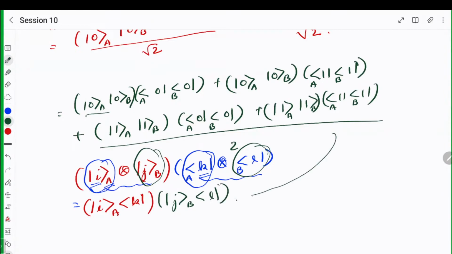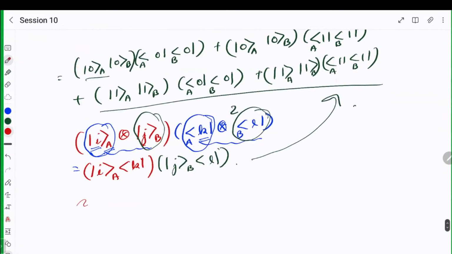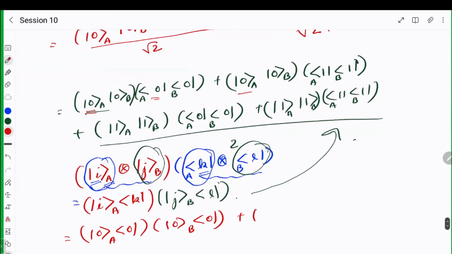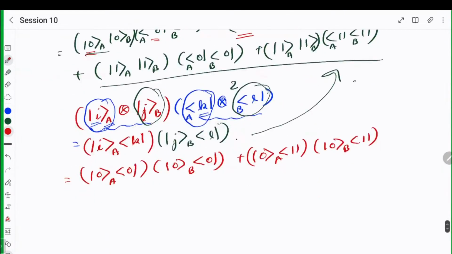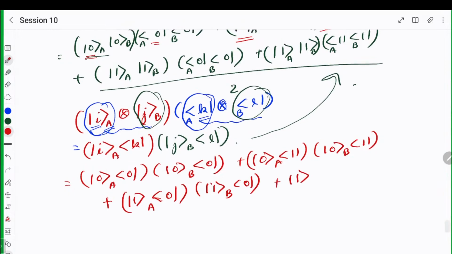So let's use this fact here. Here you will have |0⟩⟨0| for A and |0⟩⟨0| for B, plus |0⟩⟨1| outer product of A and |0⟩⟨1| outer product of B, then |1⟩⟨0| outer product of A and |1⟩⟨0| outer product of B. And similarly for the last term.